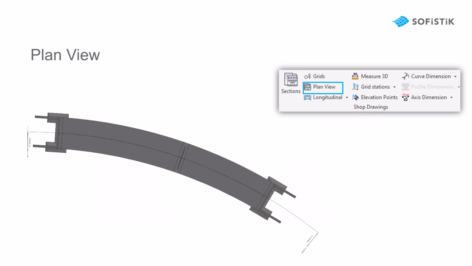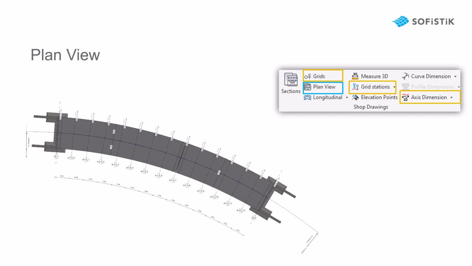We use one of our commands to create a plan view based on the alignment. This plan view can then be enhanced with additional grid and grid stations along the axis, which we can then even use to create axis-based dimensioning.